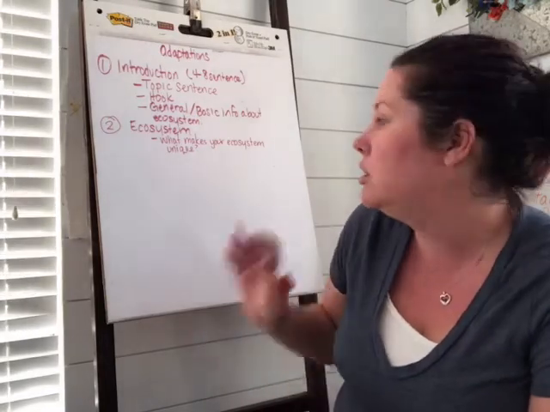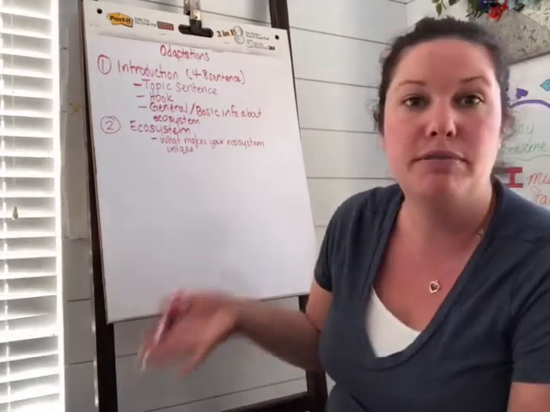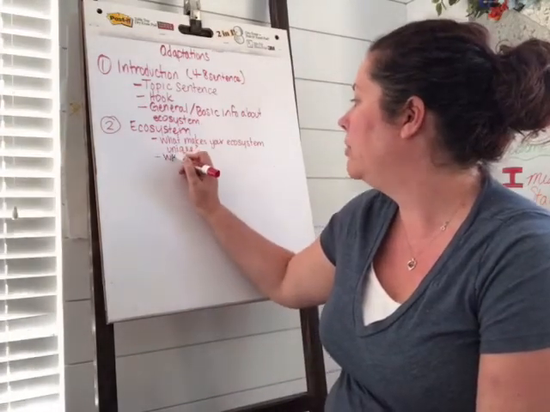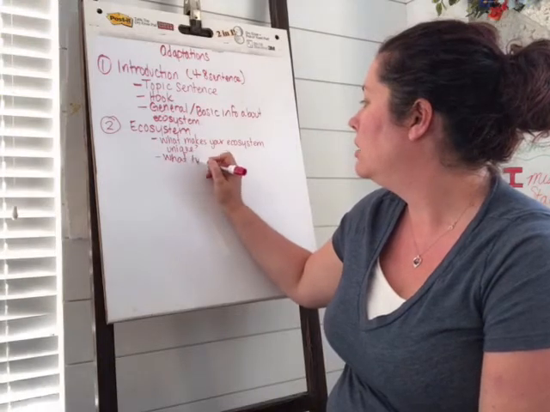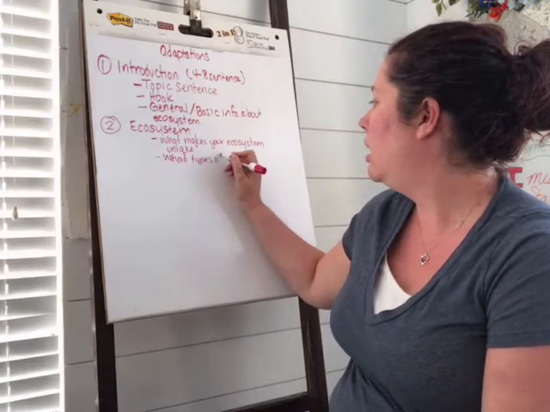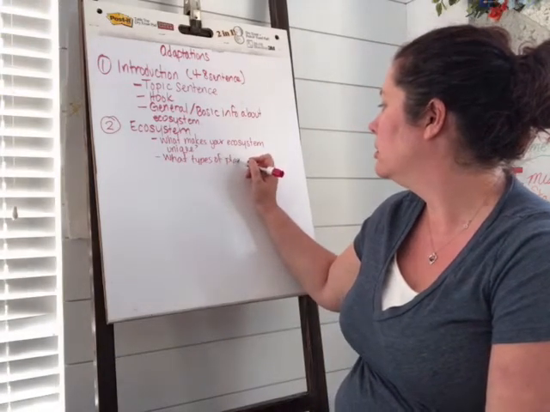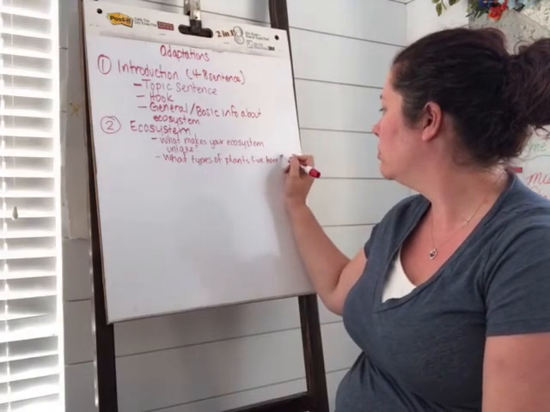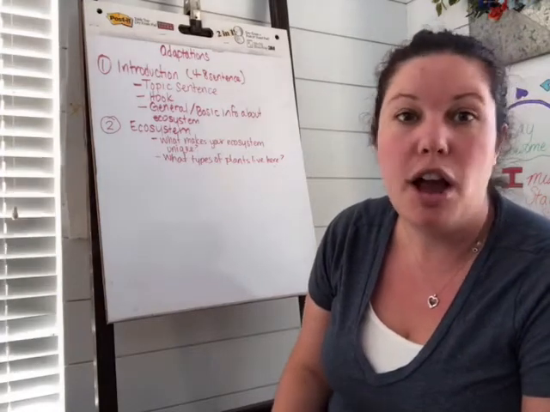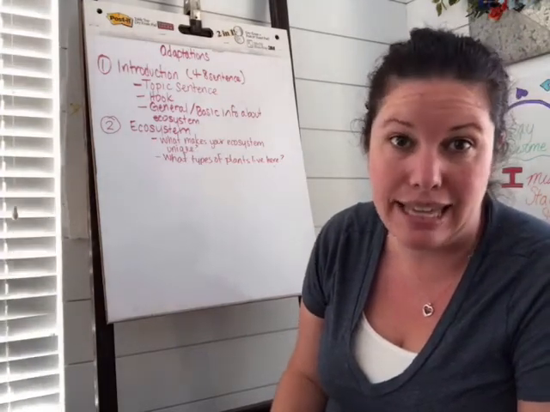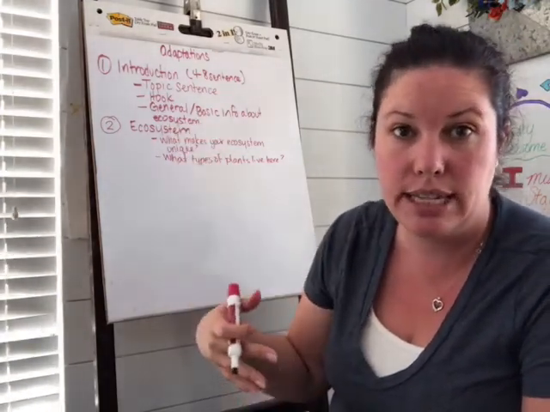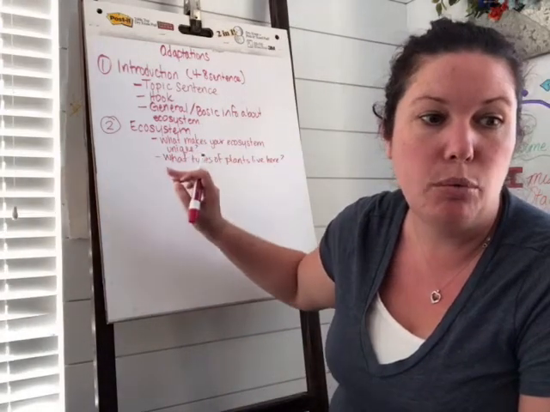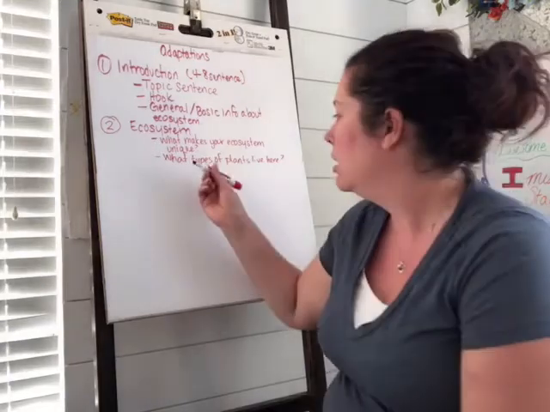Next, you're just going to talk about what types of plants live in your ecosystem. So what types of plants live here? Okay? You're not talking about adaptations yet, okay? Because we're still introducing this idea. We are just talking about the ecosystem. And then you're going to talk about what types of animals live here.